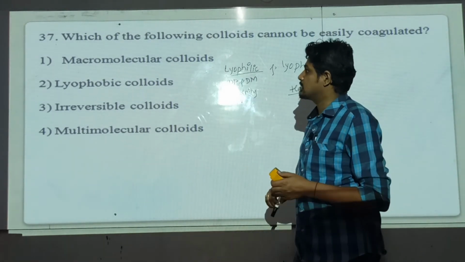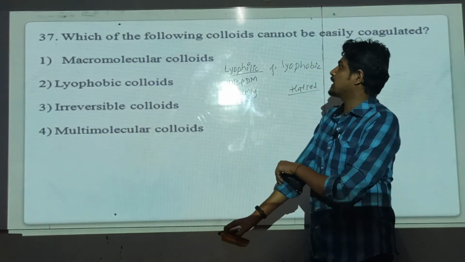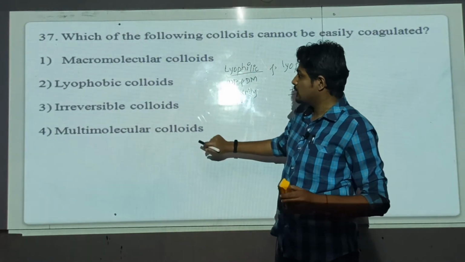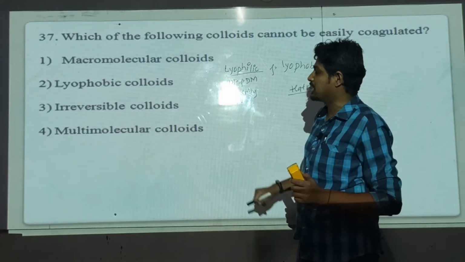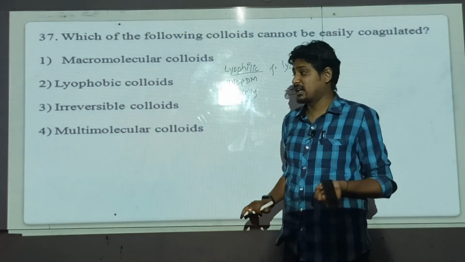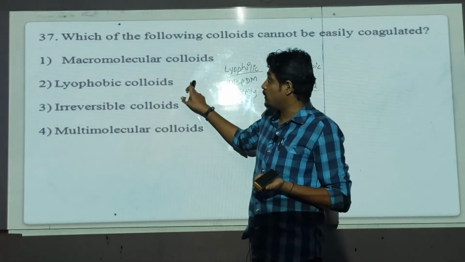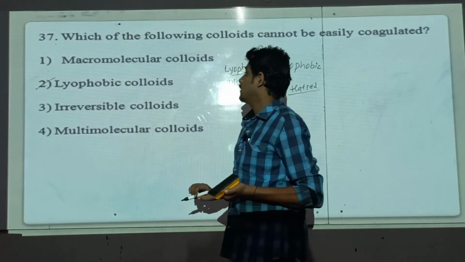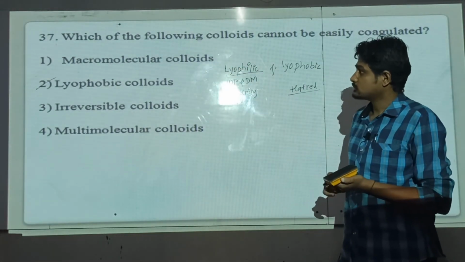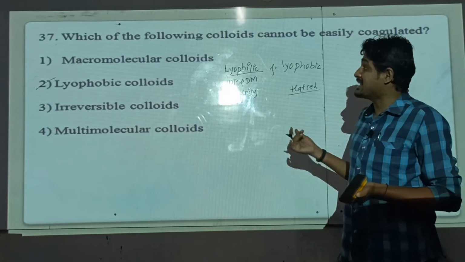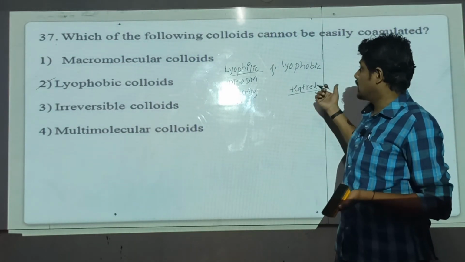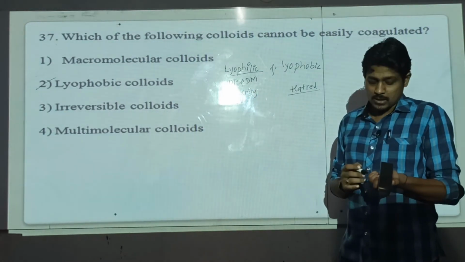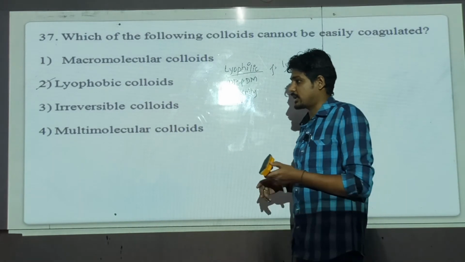So what are the options? First, macromolecular colloids. Second is a type of colloid, then lyophobic colloids and irreversible colloids. Fourth is multimolecular. The first and second options are irrelevant. Then comes lyophobic colloids, which we just discussed. Lyophobic colloids can be easily precipitated because the dispersed phase and dispersion medium do not have good affinity with one another.